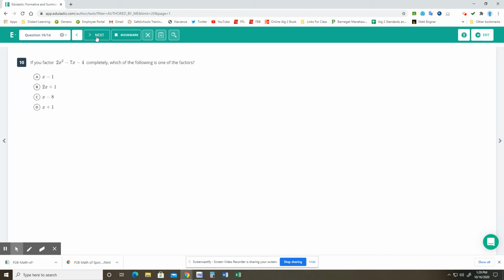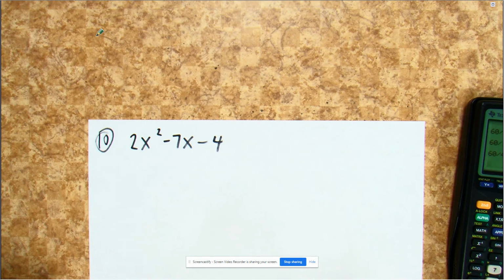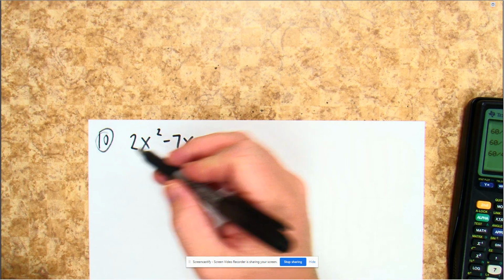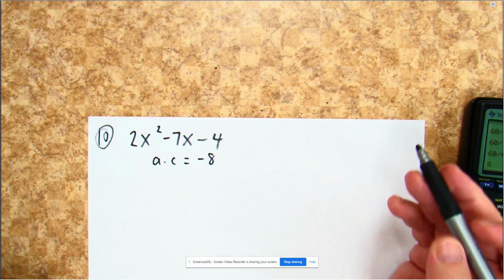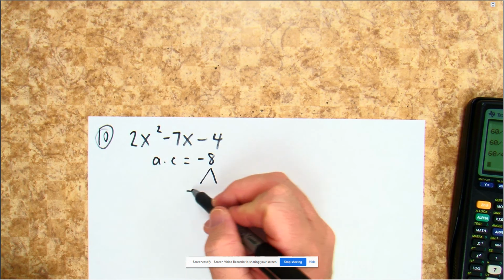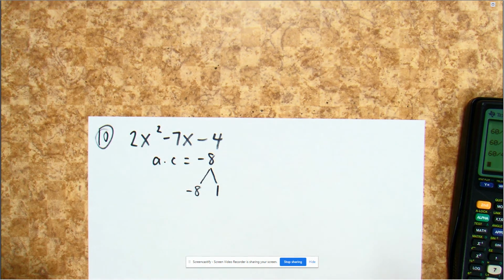Looking at number 10, they want me, okay, if you factor completely, which of the following is one of the factors? All right. 2x squared minus 7x minus 4. If you factor completely, what is one of the factors? All right. GCF is 1. A times C is negative 8. Looks like negative 8 and positive 1 are my magic numbers because they got to add up to negative 7.